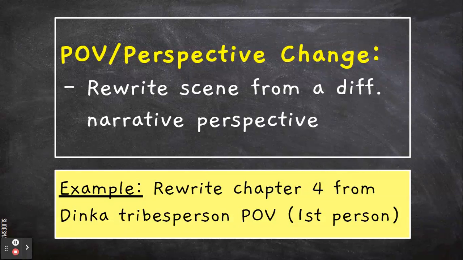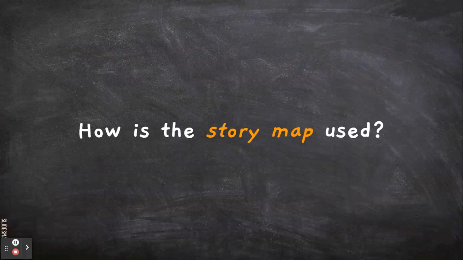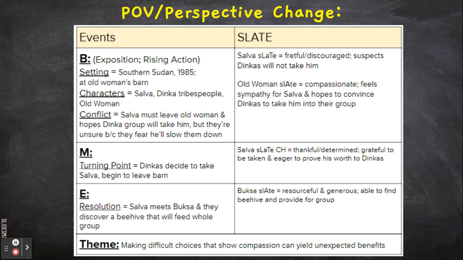Look at the yellow box on the screen here. The prompt that we already did was rewriting part of chapter 4 from a Dinka tribesperson point of view in first person. So you're going to have a prompt like that. You'll use a story map. How do we do that?